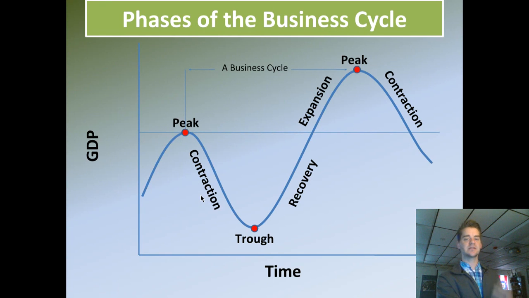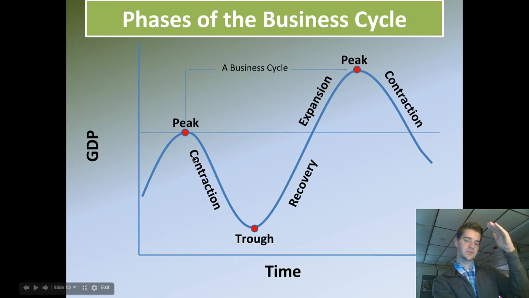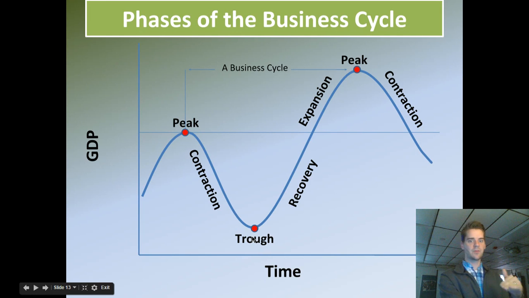So when the economy is not very healthy, businesses start to produce less and less and less. After the trough, which is kind of like rock bottom, we start to see the economy start to recover again. So they start to produce more and more and more, and so we call this phase the recovery phase.